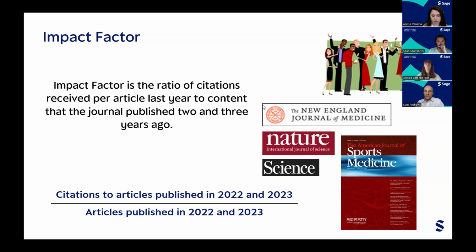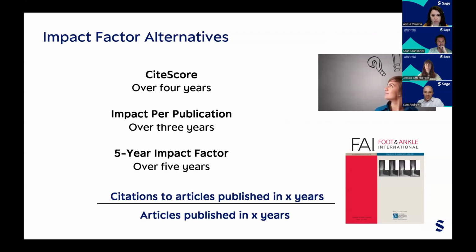Journals in fields where citations tend to accrue quickly, such as the sciences, tend to perform better on metrics with shorter timeframes. In contrast, journals in fields where citations accrue at a slower pace, such as the humanities, tend to do better on metrics that use longer timeframes.